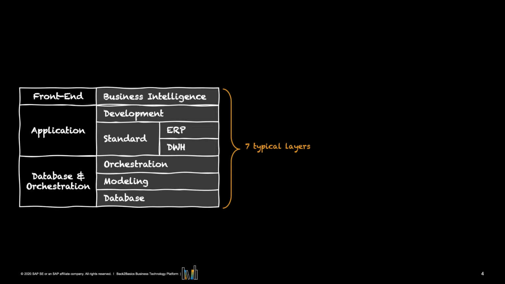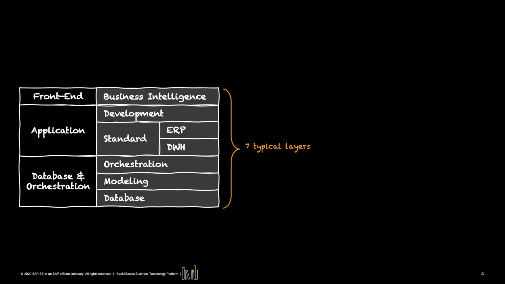In the application layer, I first divide this one by 2, having the standard different from the development. The standard is basically all the standard applications one can purchase on the market. The development are the applications that a company, an organization develops on its own. In the standard applications, I make a distinction between ERP and DWH, meaning data warehouse. The ERP is the standard enterprise resource planning type applications, and the data warehouse is the standard data warehouse type applications that the end users will use.